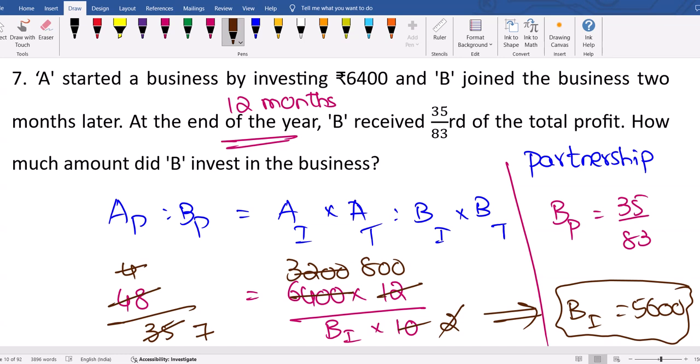Profit share ratio is investment into timing: A's investment into A's timing, B's investment into B's timing. So 48 upon 35. A's investment 6,400, A's timing 12, B's investment, B's timing. This is what we need to map. And finally, if we try, we got the answer as 5,600. Partnership concept: investment into timing.